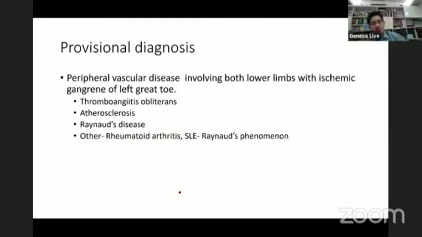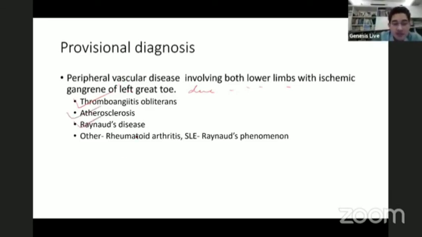Provisional diagnosis. Certainly you can write the provisional diagnosis in different ways, but this is what I usually write. Peripheral vascular disease involving left lower limb with ischemic gangrene, grade 2. If you know what the main cause is, then you can write due to Buerger's disease. It can be Buerger's disease if it's a young patient, atherosclerosis in the elderly, and Raynaud's disease in the middle-aged.